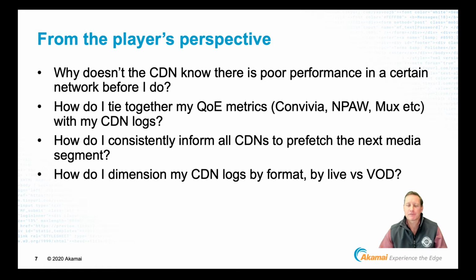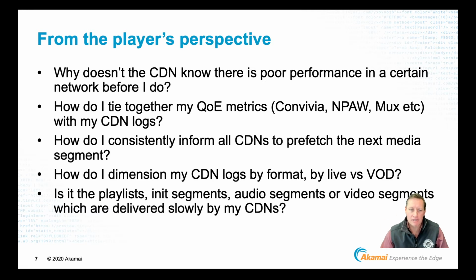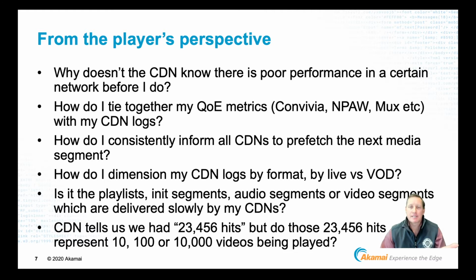Again, very difficult for us to tell because it's very hard to slice it when we're only seeing hits on the server side. Is it playlists, init segments, audio segments, video segments that are being delivered slowly by my CDN? It's often just one of these that holds playback, but it's very difficult to tell when we're looking at hits. And again, if we tell you there's 23,000 hits, you can't tell if that's 10, 100, or 10,000 videos that were actually played.